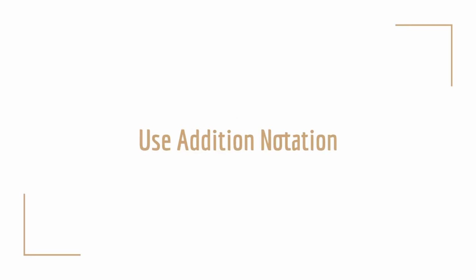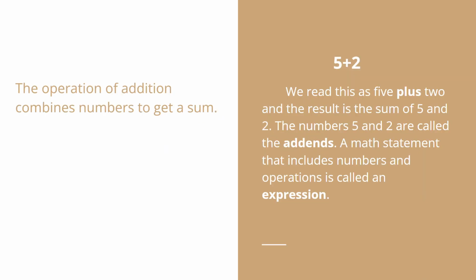The first thing we will learn in this chapter is how to use addition notation. The operation of addition combines numbers to get the sum. 5 plus 2, we read this as 5 plus 2, and the result is the sum of 5 and 2. The numbers 5 and 2 are called the addends. A mathematical statement that includes numbers and an operation is called an expression.